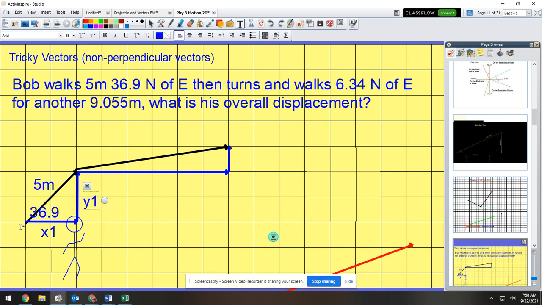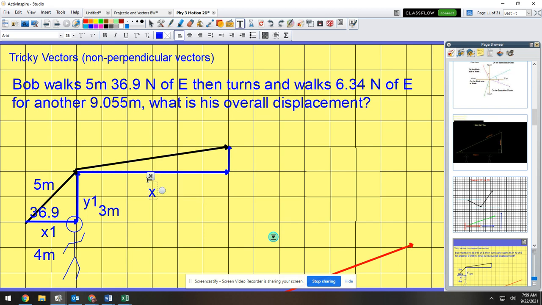Using sine and cosine. Cosine is going to be x1 because it's the adjacent. You put that in the calculator, and I'm fairly certain that's going to come out to 4 meters. And then you use sine. The sine of 36.9 times 5 meters gives us, and I'm fairly certain this one's going to come out to 3 meters, because this is your classic 3, 4, 5 triangle. So that's part of the puzzle.